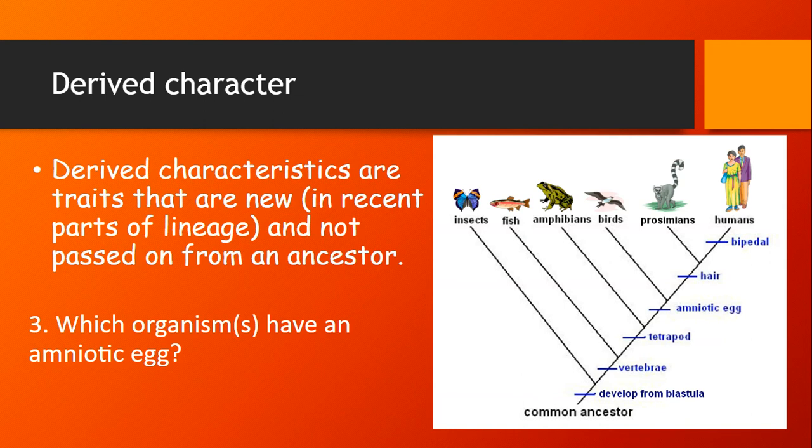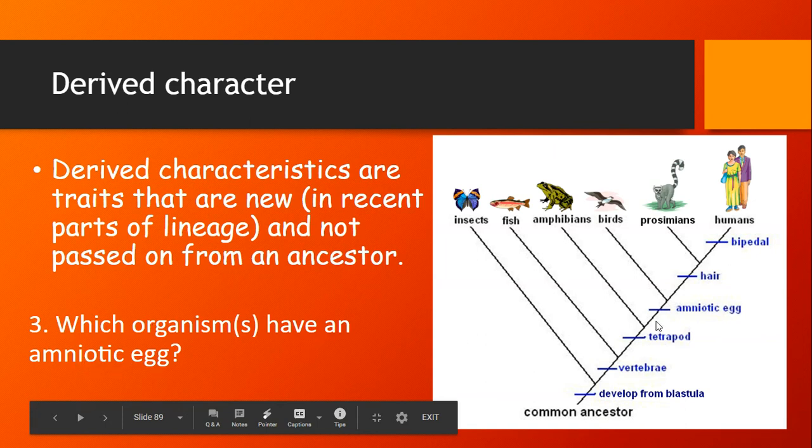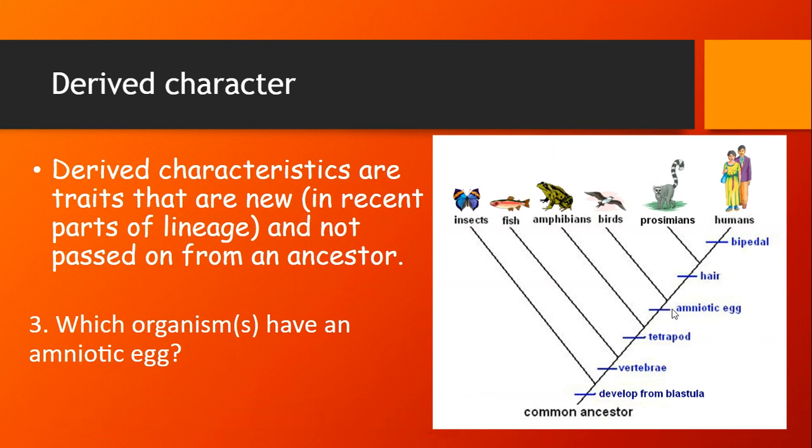We talked about this last time: a derived character. This is a new or recent trait that has happened, and it's not passed down from an ancestor. If we look at the derived characteristic of an amniotic egg, this trait happened at this point in time, and we want to know which organisms have an amniotic egg. We look at our cladogram and at what's after it. So birds have it, prosimians have it, like lemurs, and humans have it.